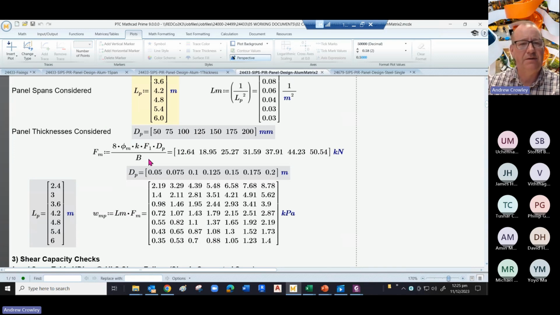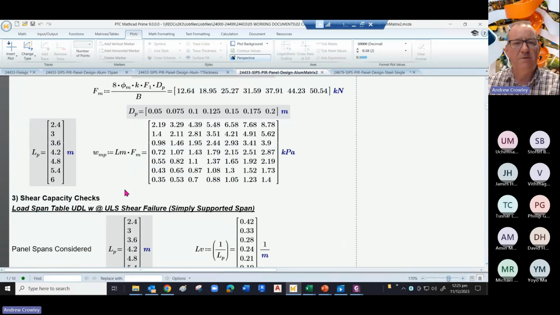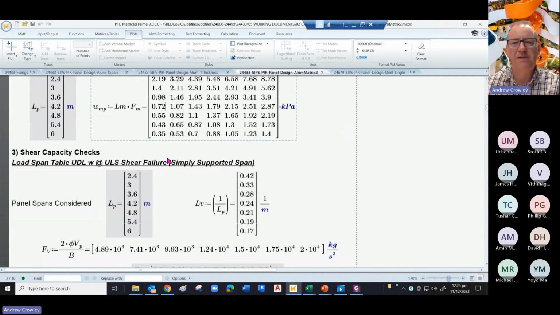So if you think about WL squared upon 8, you're flipping it on its head, so you need the L squared underneath. So we create a variable called LM for each of those and multiply it by effectively the force. And we come out with this matrix, and I think it's a 7x7 matrix, giving the unit load for each thickness and each span, hence a load span table.